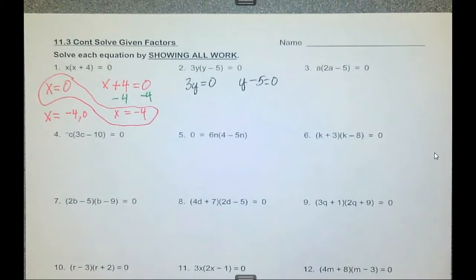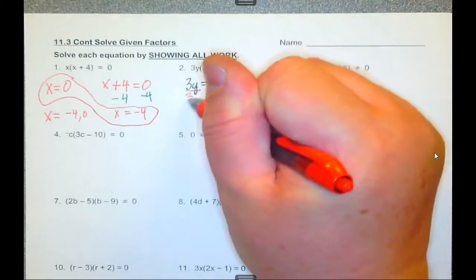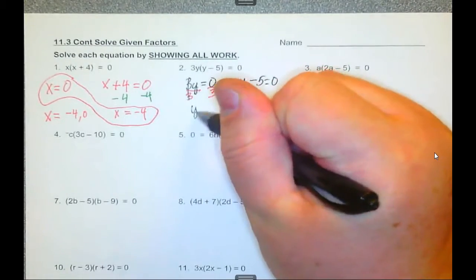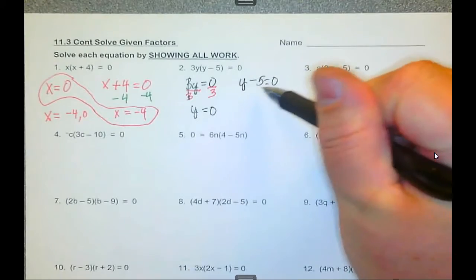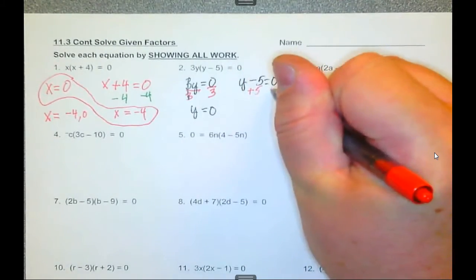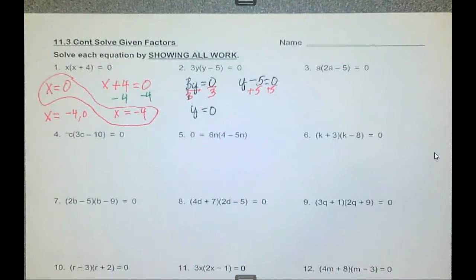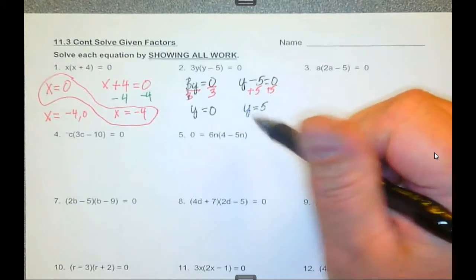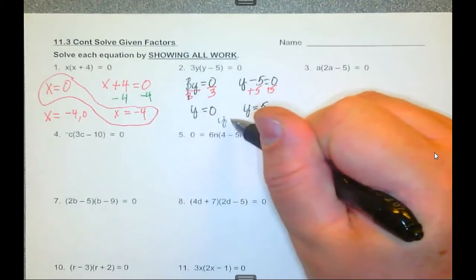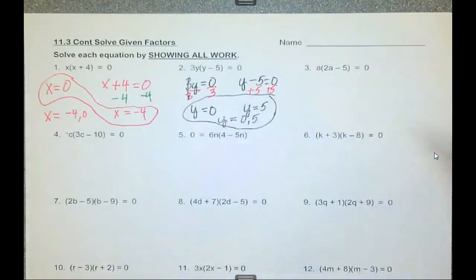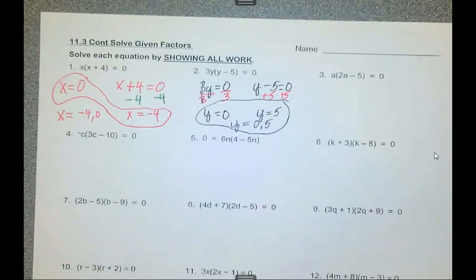Okay, divide both sides by 3. You can divide 0 by a number, you just can't divide a number by 0. So my y is going to equal 0. Here I'm going to add 5 to both sides, so y equals 5. You could even leave your answer like that, or you could just put y equals 0, 5. Either way, I don't care. Pretty simple, right?